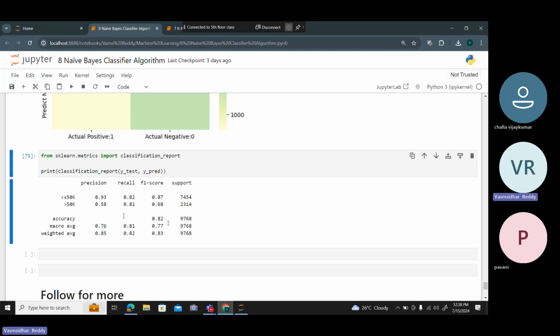This is all about the Naive Bayes algorithm. From today onwards, I will teach completely in English. Telugu also I will mix, but mostly in English. Okay, this is the concept about the Naive Bayes.